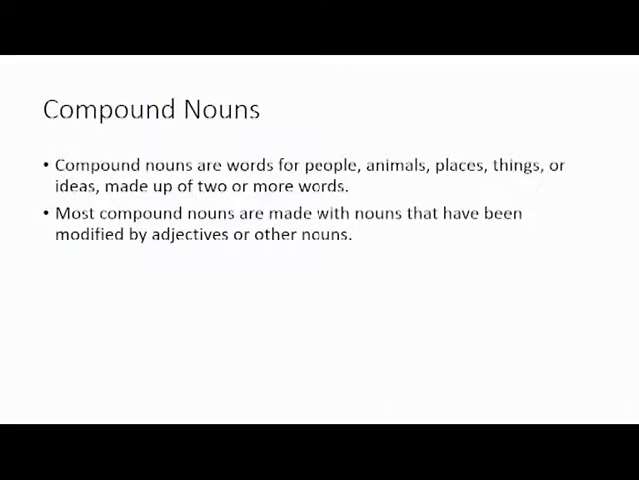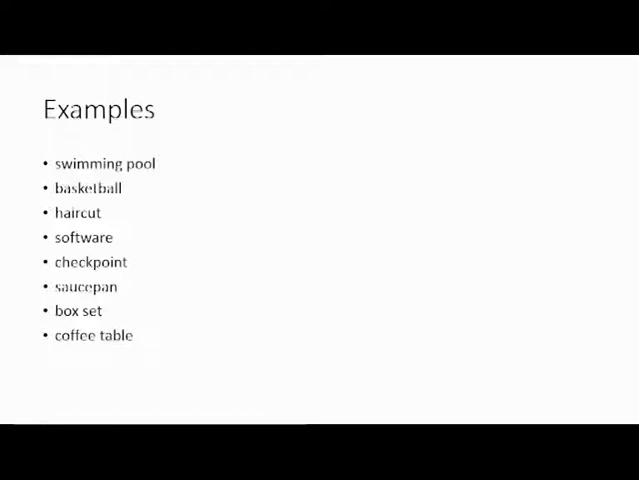And then we have compound nouns. Compound nouns are words for people, animals, places, things, or ideas that are made up of two or more words. Most compound nouns are made with nouns that have been modified by adjectives or other nouns. Example: swimming pool, basketball, haircut, software, checkpoint, saucepan, box set, coffee table. All of these are compound nouns.